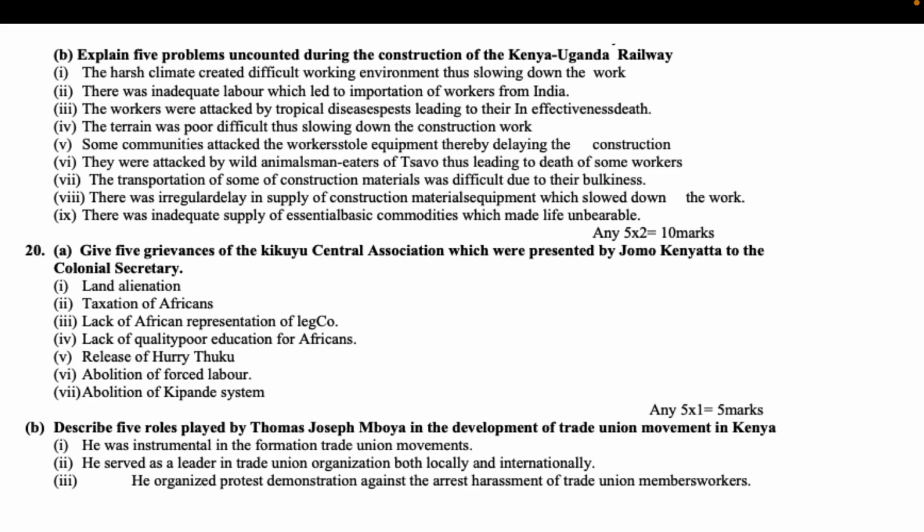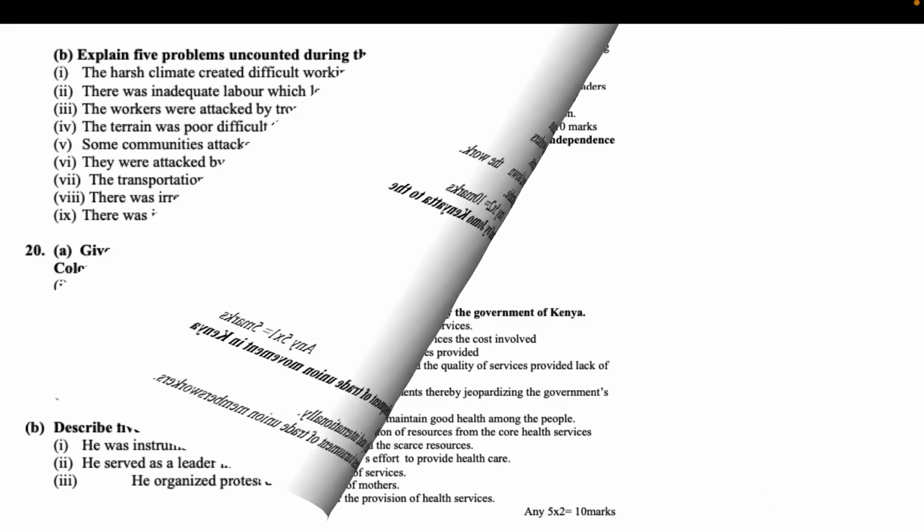B. Describe 5 roles played by Thomas Joseph Mboya in the development of trade union movement in Kenya. He was instrumental in the formation of trade union movements. He served as a leader in trade union organizations both locally and internationally. He organized protest demonstrations against the arrest and harassment of trade union members and workers. He liaised with international trade union organizations where he gained knowledge and experience of running trade unions.